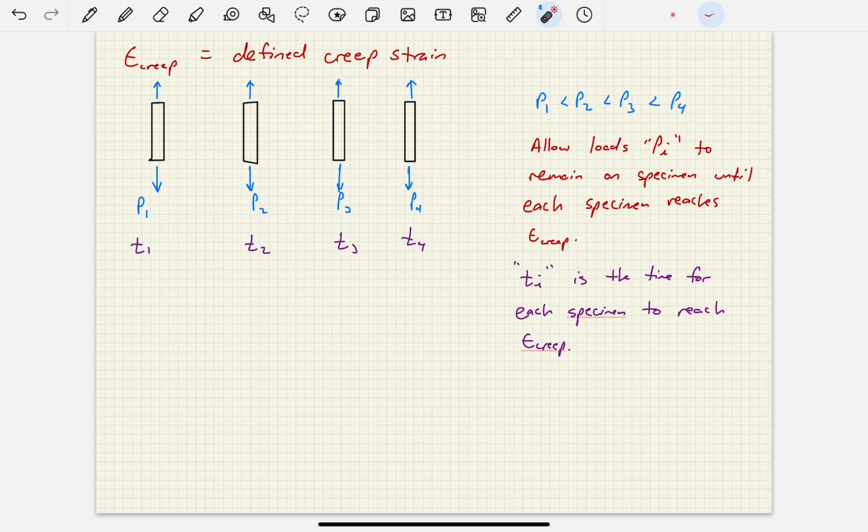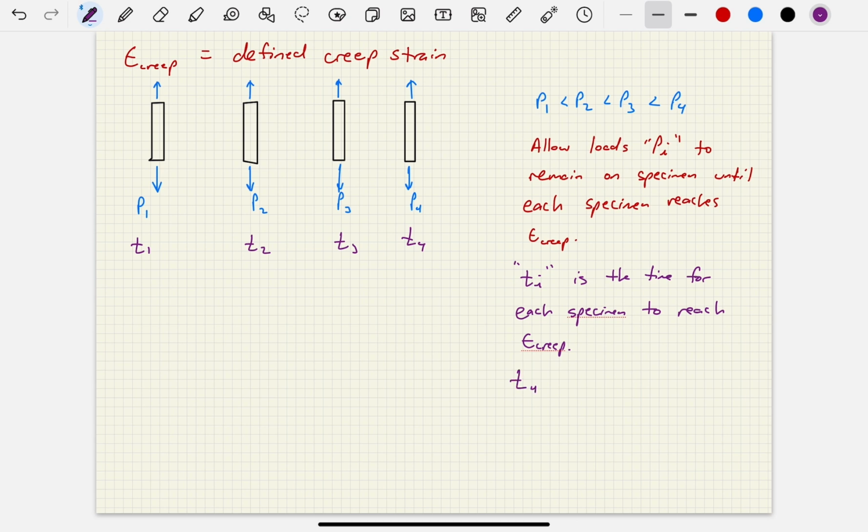Well, the specimen with the larger magnitude load, in this case P4 has the largest magnitude, will reach epsilon creep the fastest or the soonest, right? Which makes sense, okay? So if P4 will reach epsilon creep the fastest, what does that logically tell us? That tells us that the higher the load that is being applied to this component for, quote, a long period of time, the higher the magnitude of that load, the faster or sooner that specimen will reach the creep strain, okay? And so if I were to write this mathematically, what will these times look like?